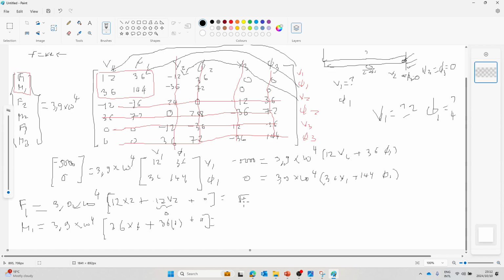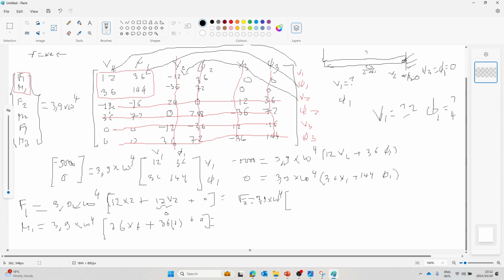I'm going to write also for F2 to see what I mean. If I want to get F2, I'm still going to have 3,9 times 10 to 4 because it's multiplying all the guys. Now, what is changing? Because it is the force F2, I will only deal with the elements that go with F2. Where is F2? F2 is here. You can see this line of F2.